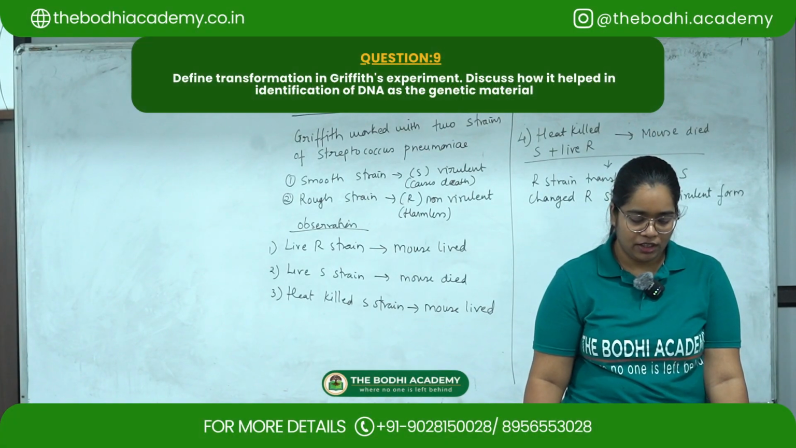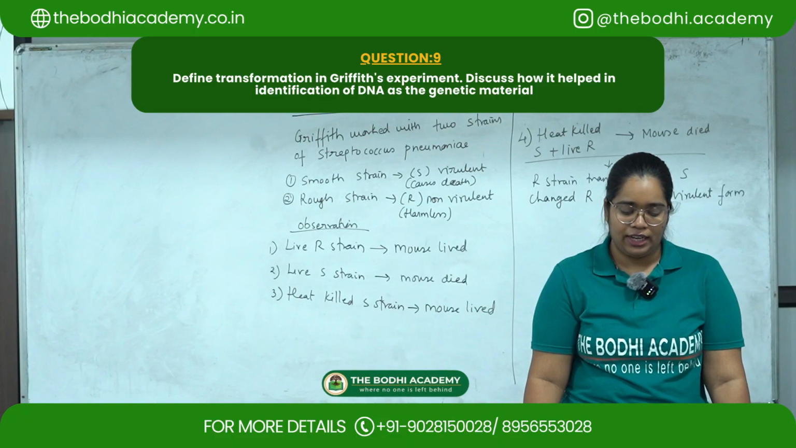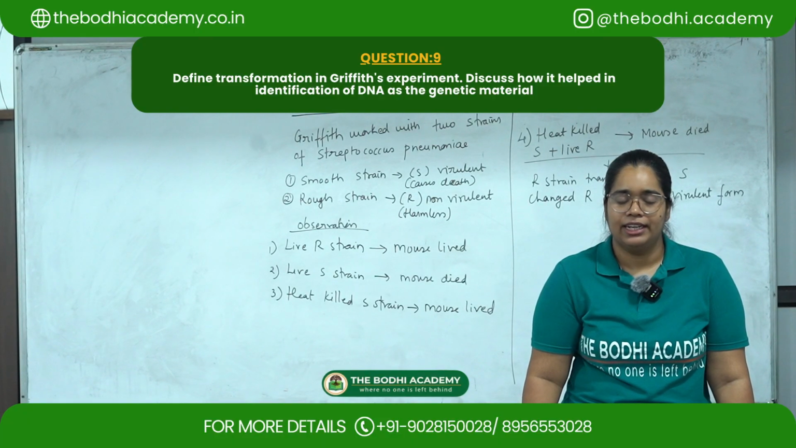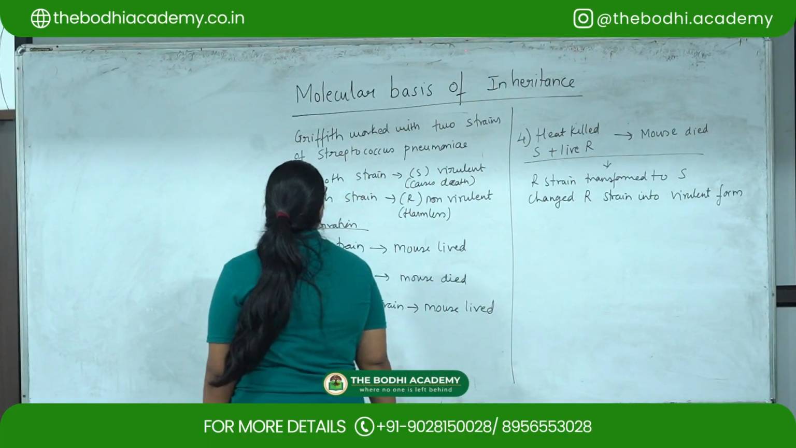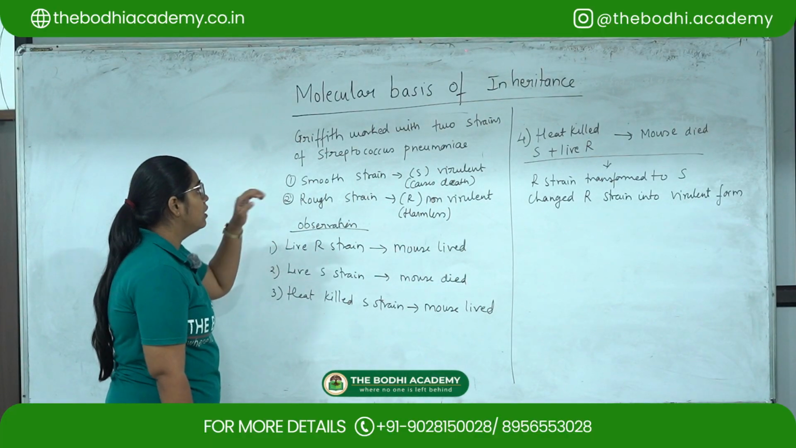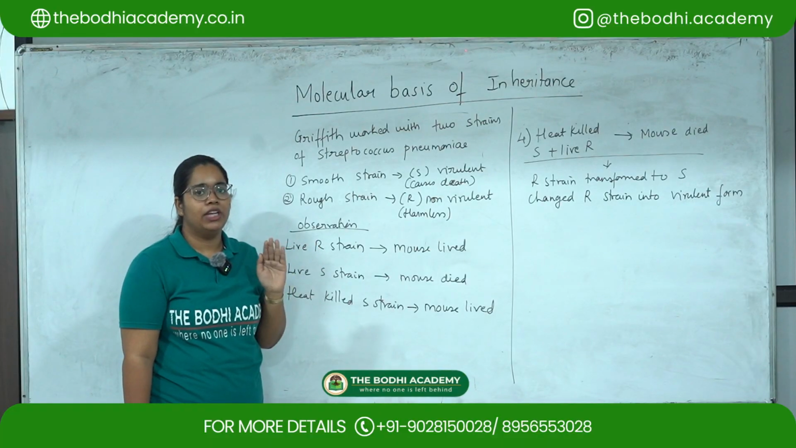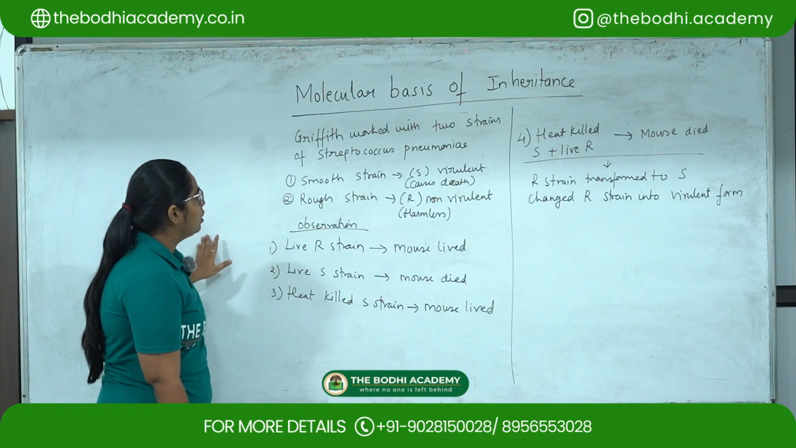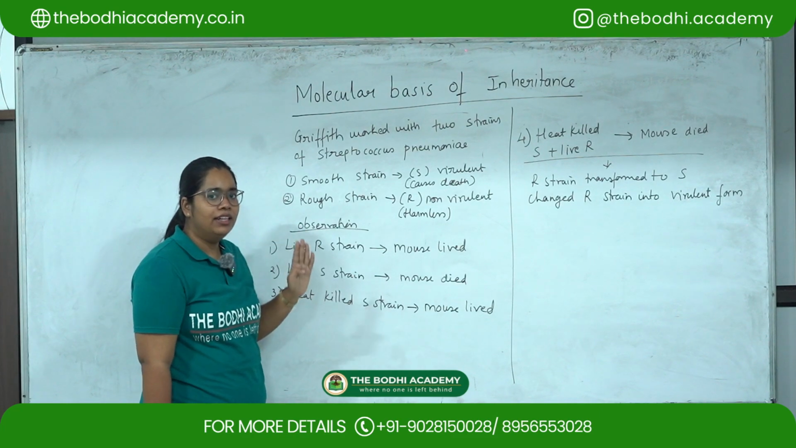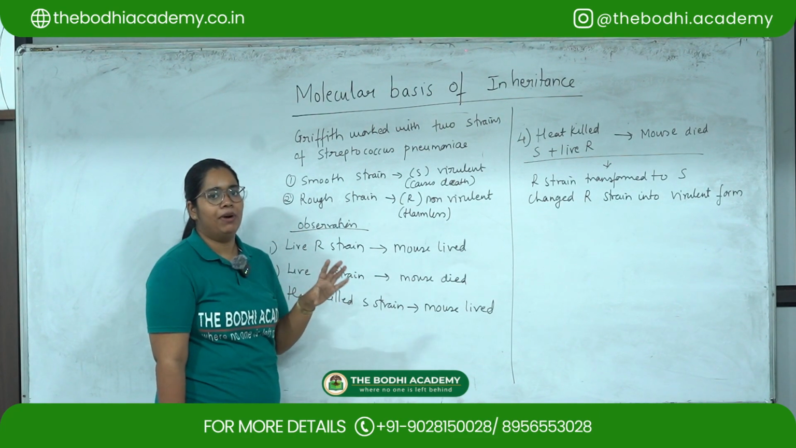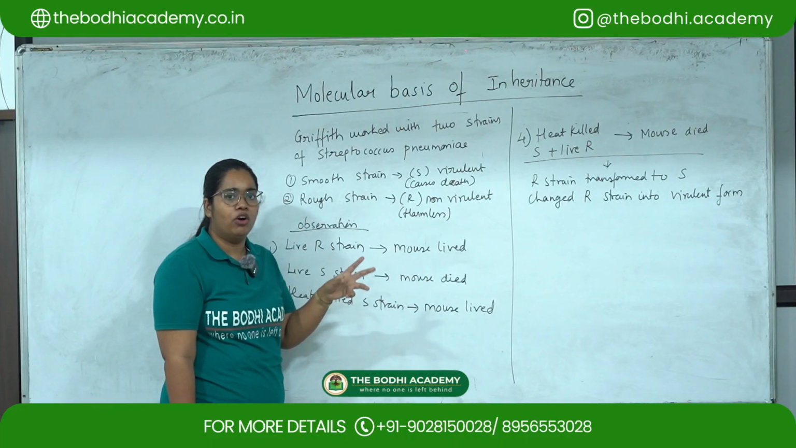The next question, define transformation in Griffith's experiment. Discuss how it helped in identification of DNA as the genetic material. So Griffith worked with two strains of Streptococcus pneumoniae which caused pneumonia in mice. He injected those strains in mice to see if DNA is the genetic material or not.